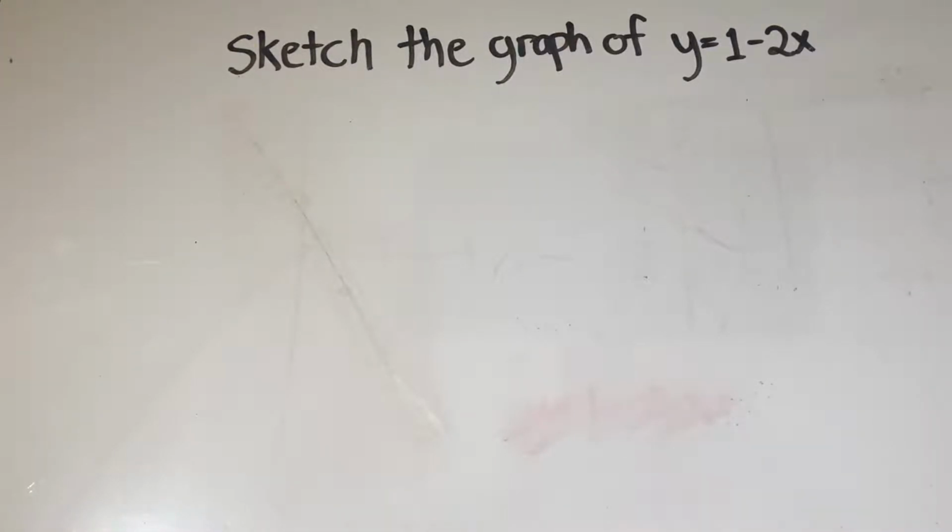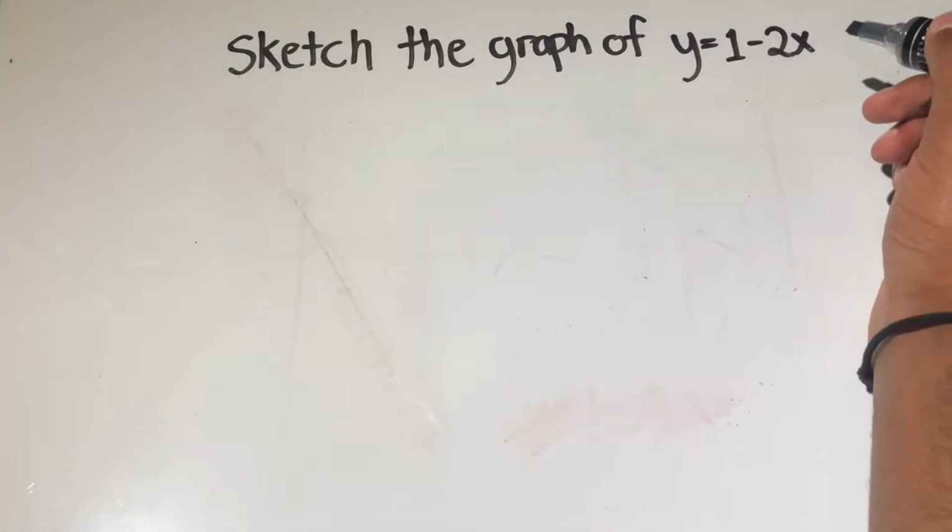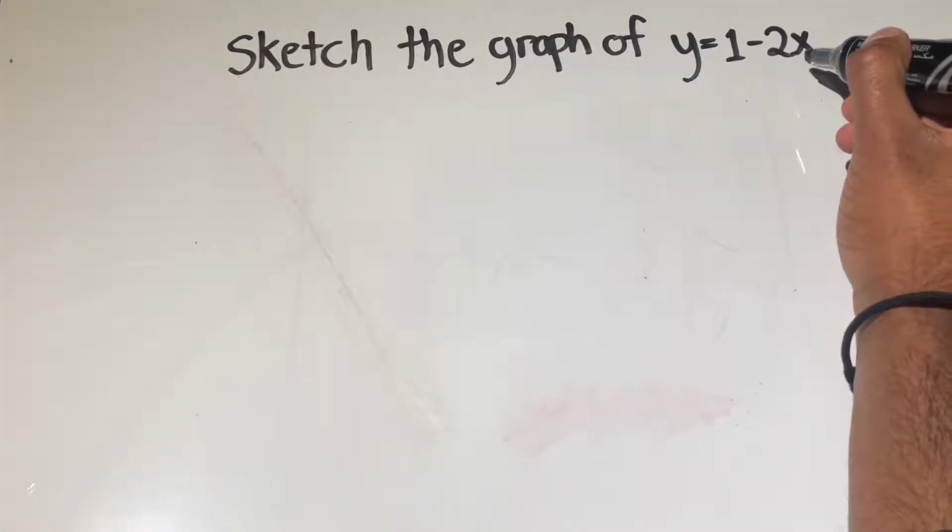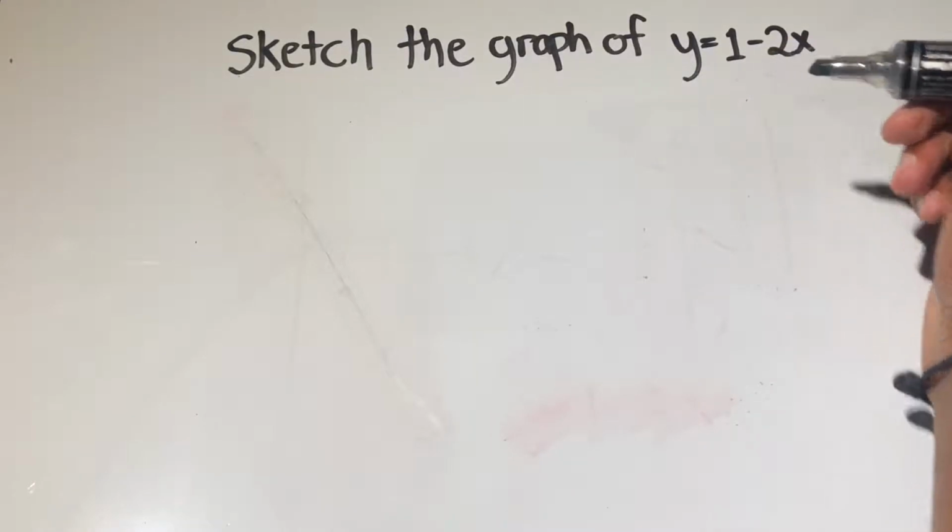So in this video, we're asked to sketch the graph of the function y equals 1 minus 2x. There are multiple ways to do this problem, but the easiest and most basic way is to just construct a table of values that consists of several solution points of the equation. And what that means is that we just choose random values for x, plug them in here, and that'll generate new values for y.